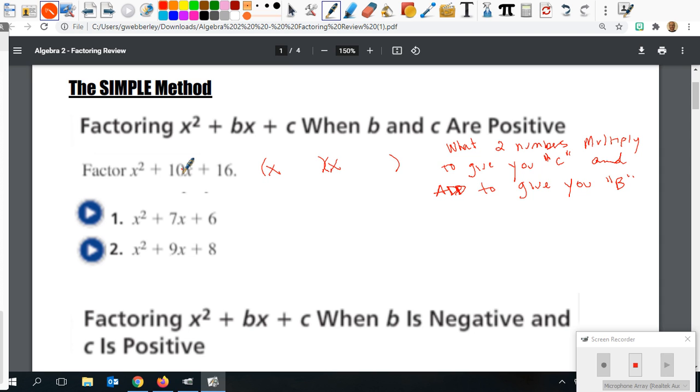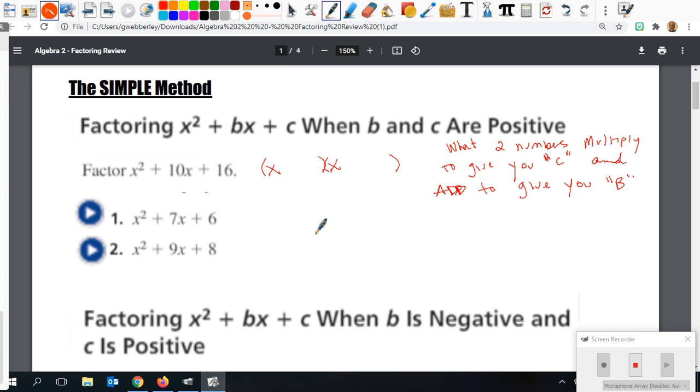Now why add and not subtract? Well, because this number in front of 16 is a positive. It's a plus. So if it was a minus, we would subtract. That depends on this side. If it says plus the C number, you're going to add to get this number here. If it says minus the C number, you're subtracting to get it. So we are adding because of this plus.